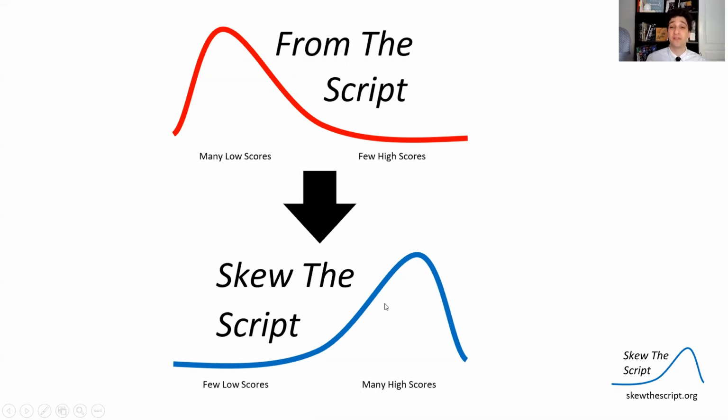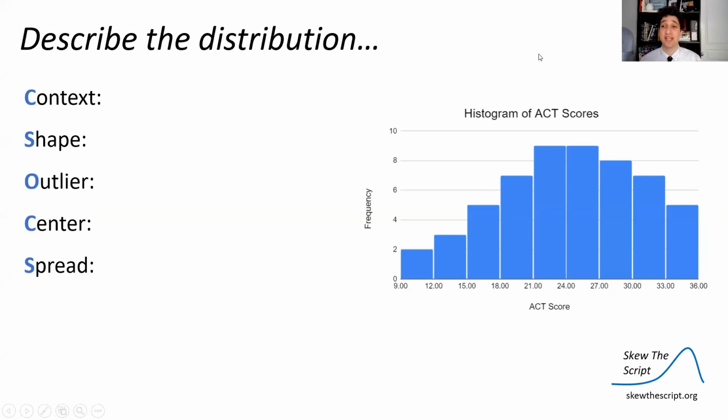If you really focus on critical thinking, statistical reasoning, and making sense of real world data, you will see many high scores on exams like the AP exam and very few low scores. We see a left skew, the tail's on the left side. So that's where the idea behind the logo comes from. We're gonna go through an example of describing a full distribution now.